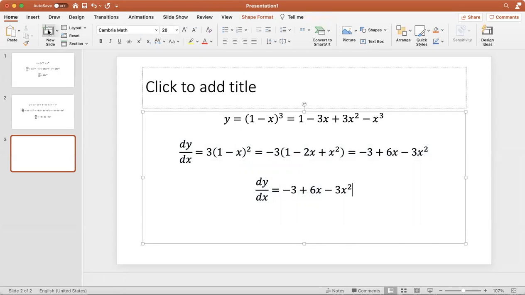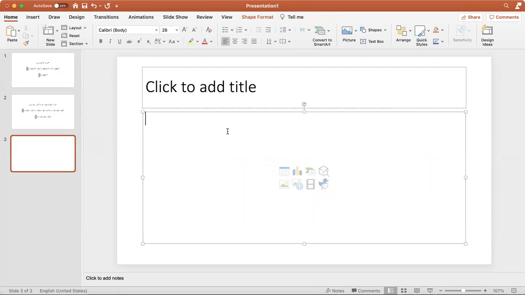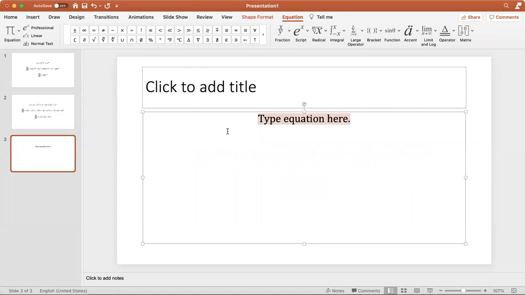Right. Now, let's move on to a rather abstract function that you will most likely see in your macroeconomics.